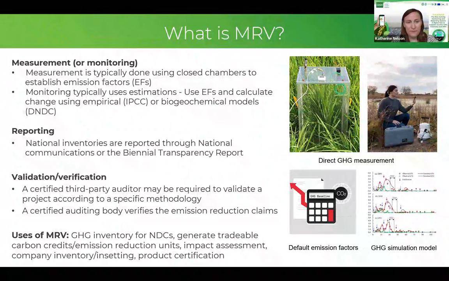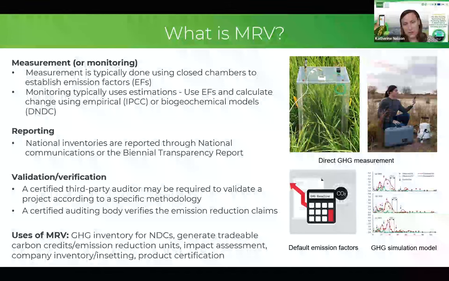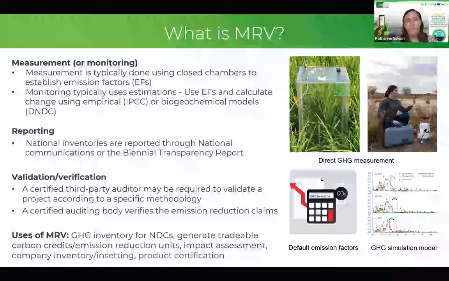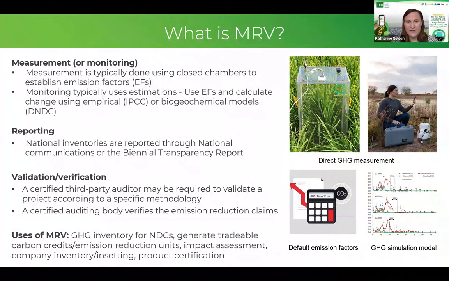Now, the V can stand for validation or verification or both. And these generally happen with a certified third-party auditor, which may be required to validate an area or a project according to a specific methodology, and then also to verify those emission reduction claims. And now MRV can be used for greenhouse gas inventories for NDCs, or it can be used to generate tradable carbon credits or emission reduction units. It can be used for impact assessment at the project level, or for company inventories and insetting, as well as for product certification.